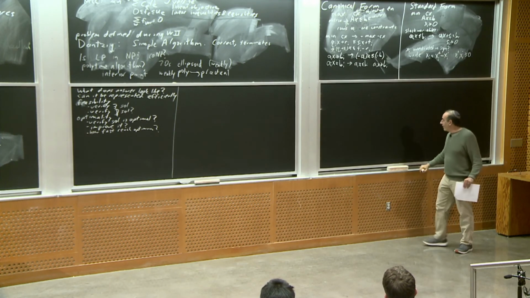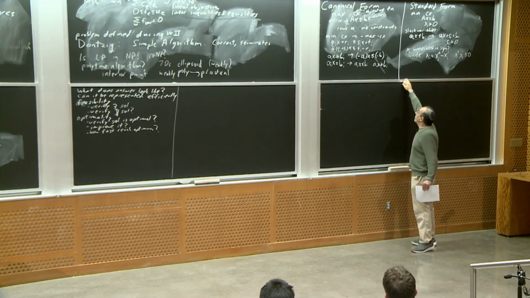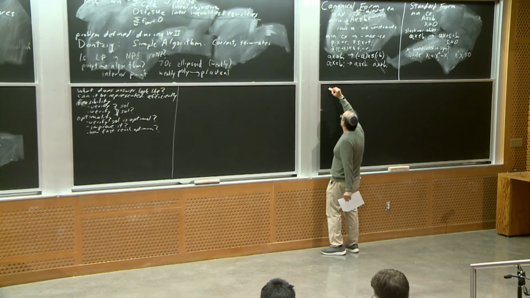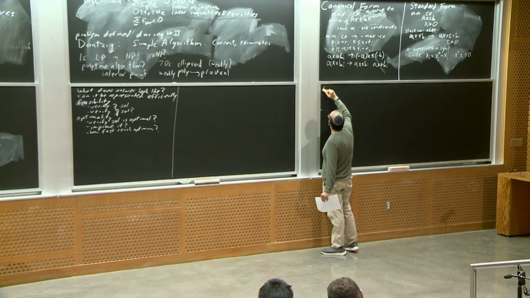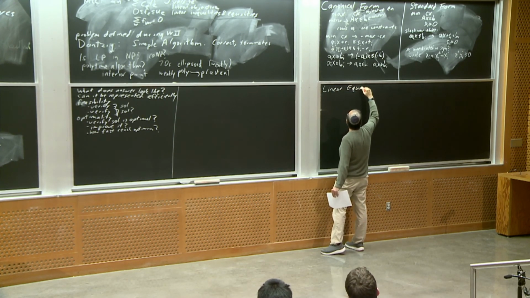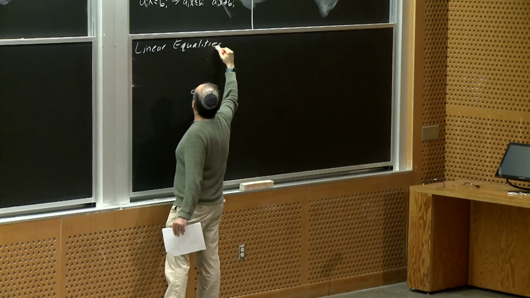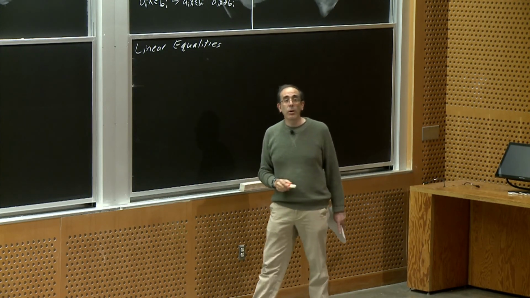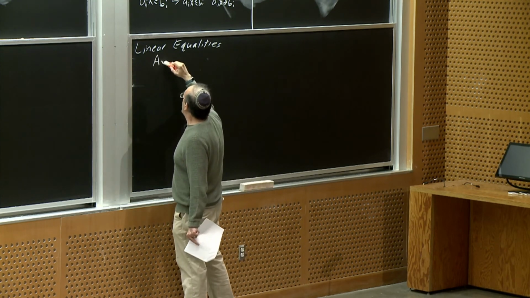So we only have 5 minutes left. I'm not going to prove anything more complicated, but I'm going to tell you about our plan. The way we're going to approach this is that first we're going to think about linear equalities. And we're going to ask the same kinds of questions about just systems of linear equalities, right? AX equals B.